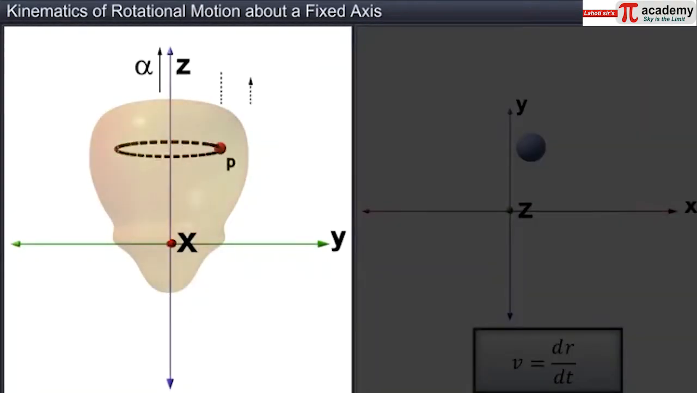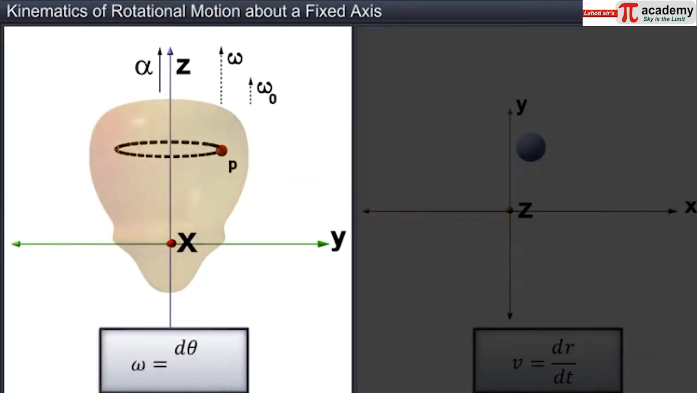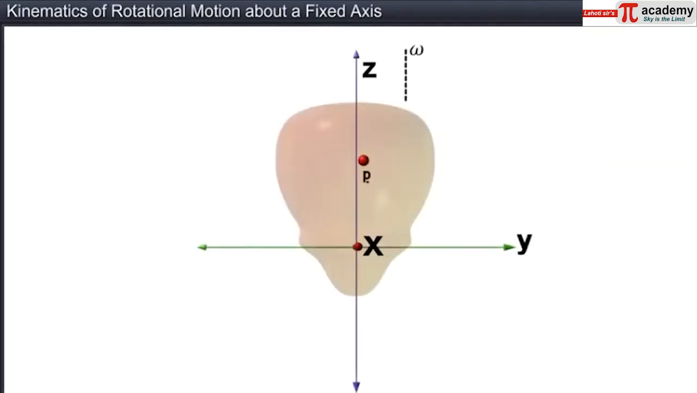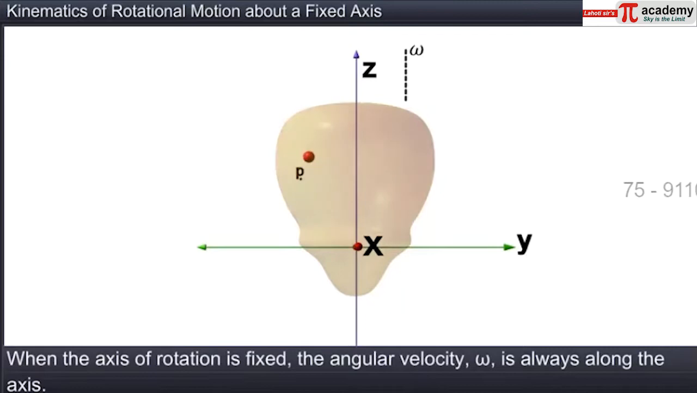The rate of angular displacement is angular velocity, omega. Omega is equal to d theta by dt. Omega in rotational motion plays the same role as linear velocity, v, in translational motion. Since the axis of rotation is fixed, the direction of angular velocity is always along the axis of rotation, and hence it need not be treated as a vector.